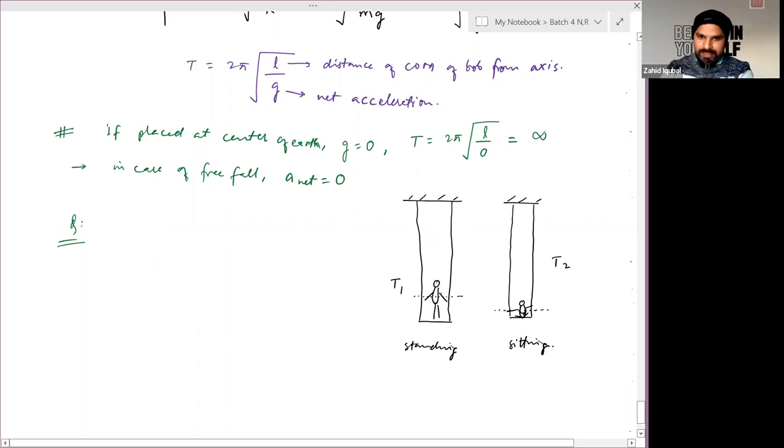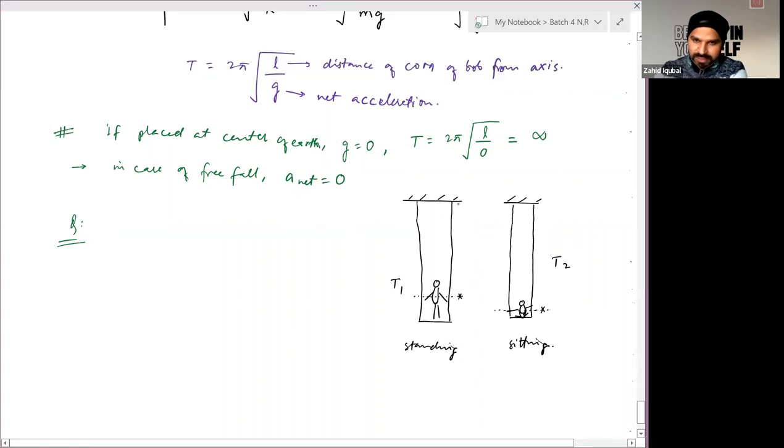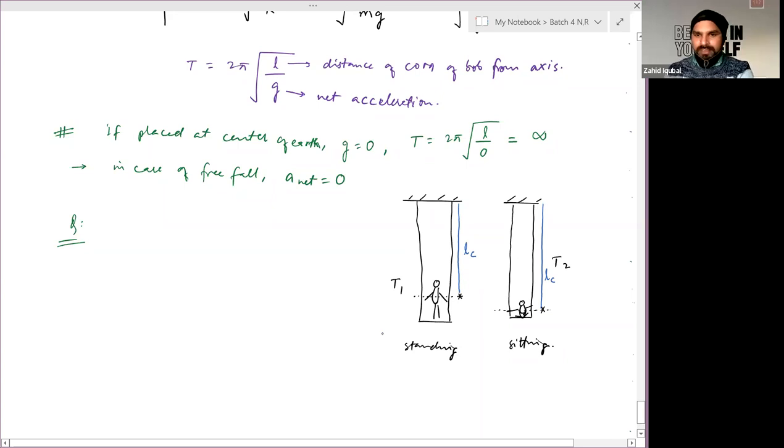In the first part, while standing, the center of mass of this man will lie at this point. But in the second part, while sitting, the center of mass moves slightly downward, so it will move to this point. So the distance of the center of mass from the axis of rotation in the first case will be from this point to this point, and in the second case, it will be from this point to this point. So which is longer, the first case or the second case? Second case. The more the distance of the center of mass from the axis of rotation, the more the time period. It means T2 will be greater than T1.